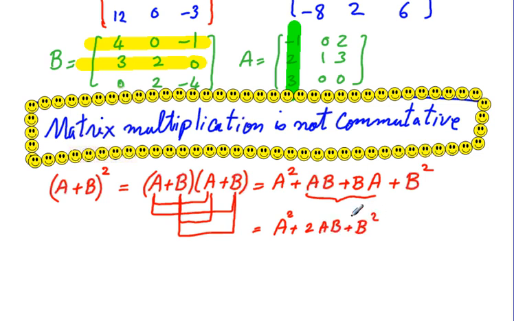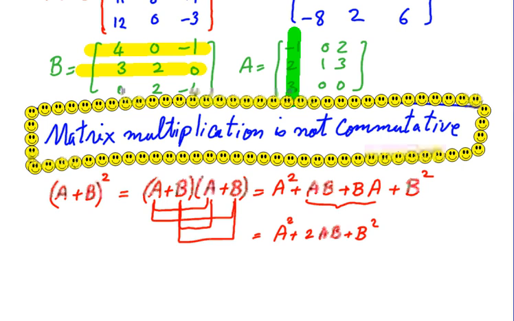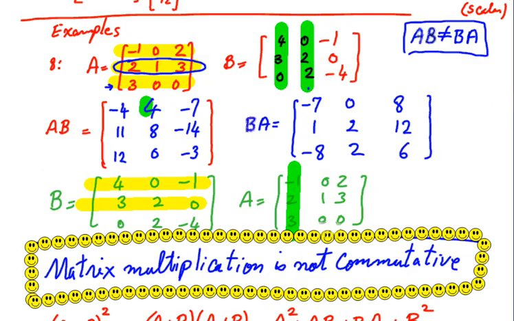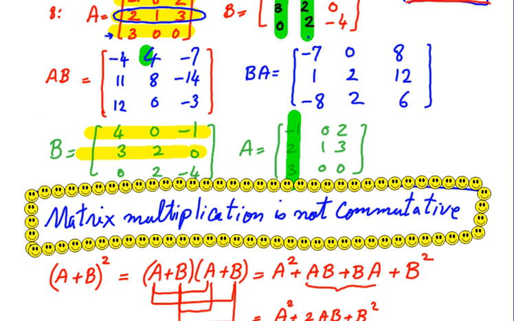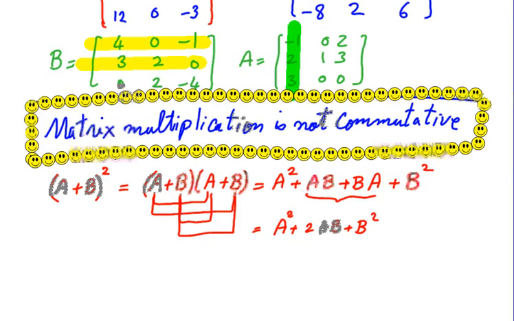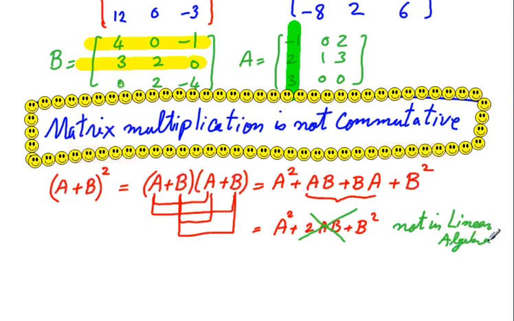But how about in linear algebra though? In linear algebra, that luxury is gone because you can't use one of these guys for the other one. So everything stops here. This doesn't happen, not in linear algebra. Not when a's and b's are matrices. If they were just numbers, fine, but not with matrices.